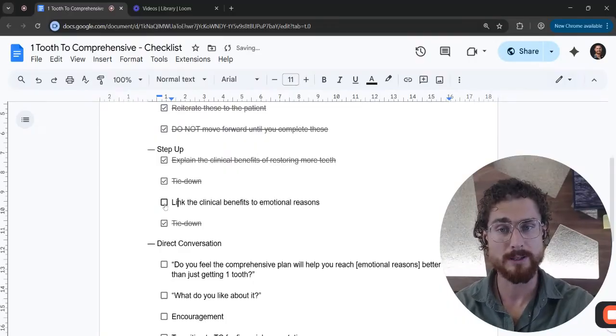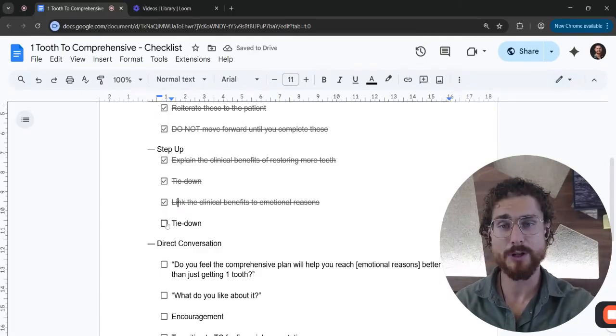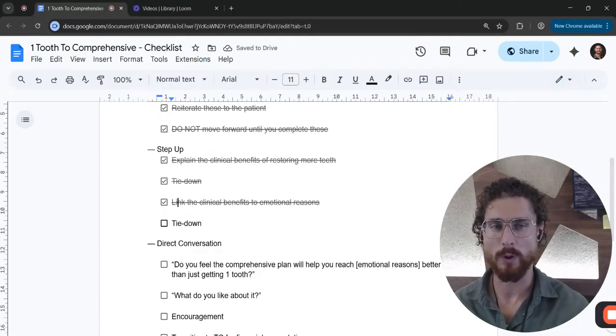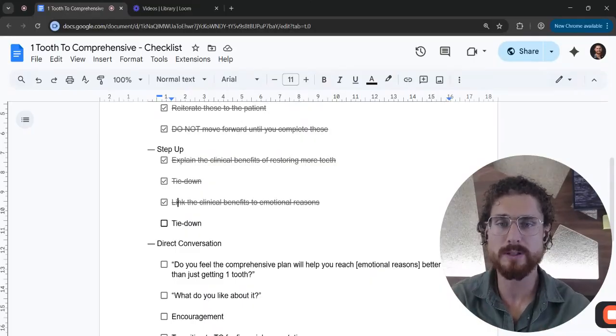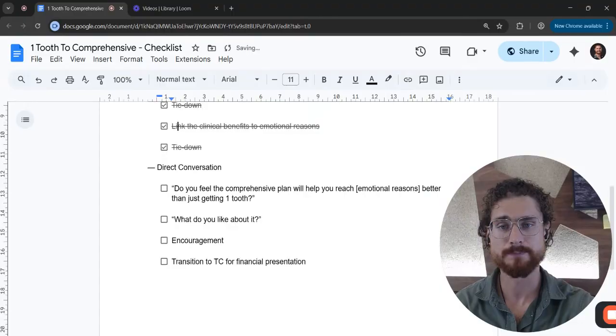So this is really, really important. You need to tie the patient down. Get them to explain in their own words, because that'll let you know if they're keen on it or if they're not, right? And if you don't know this, you're never going to be able to move forward. So always, always, always tie them down.